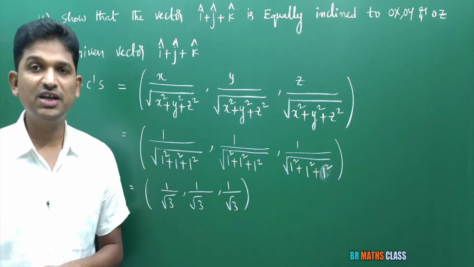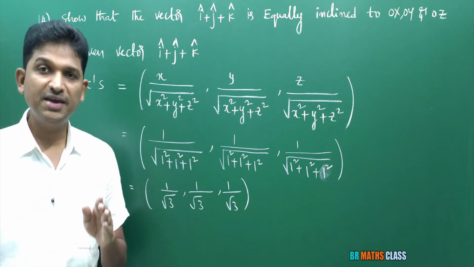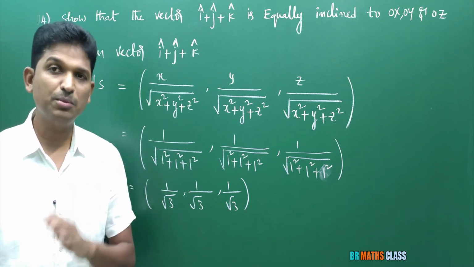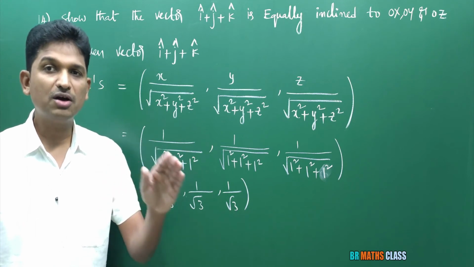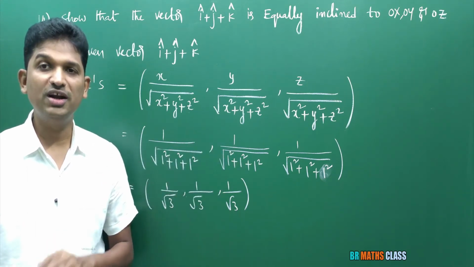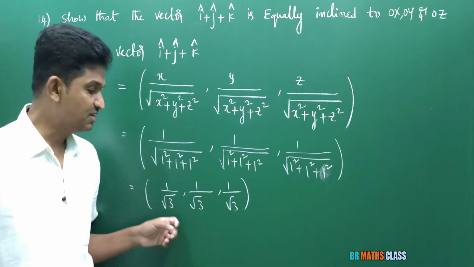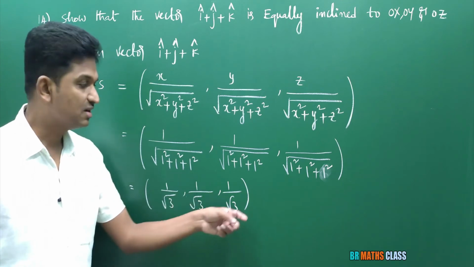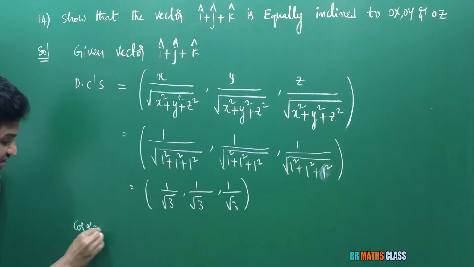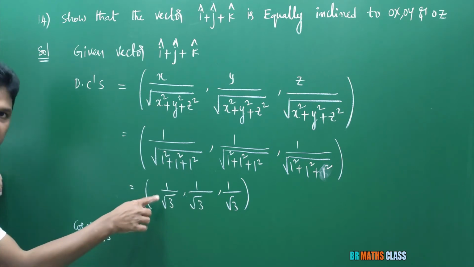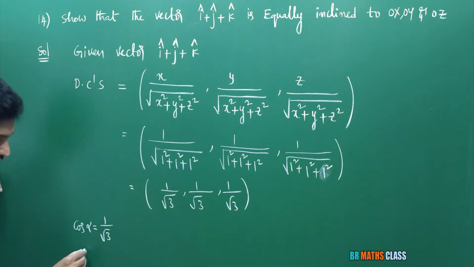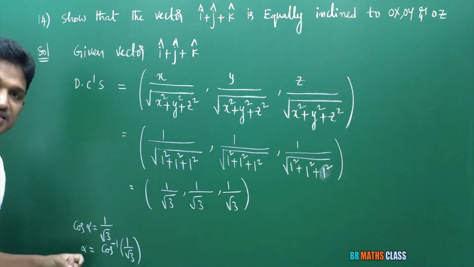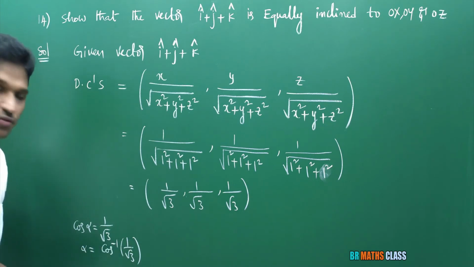What is the definition of direction cosines? If a vector makes an angle alpha with x-axis, an angle beta with y-axis, an angle gamma with z-axis, then cos alpha, cos beta, cos gamma are called direction cosines of that vector. That means whatever you got here, this is cos alpha, this is cos beta, this is cos gamma. Cos alpha is 1 by root 3. So alpha, the angle made by this vector with x-axis, is cos inverse of 1 by root 3.